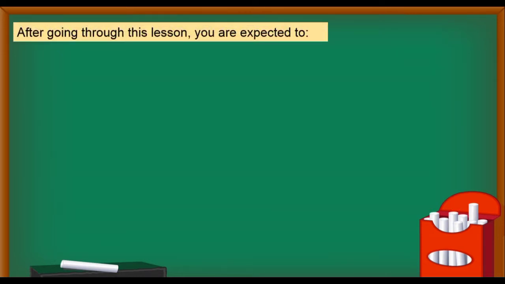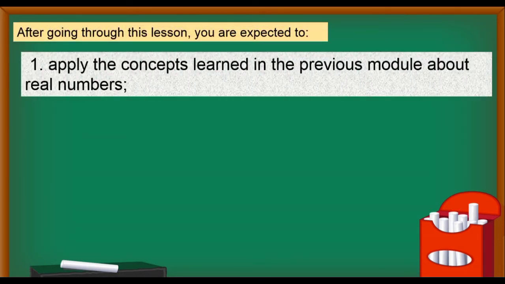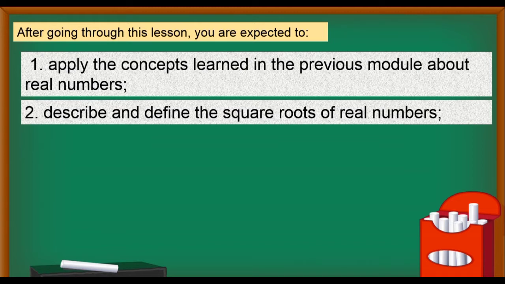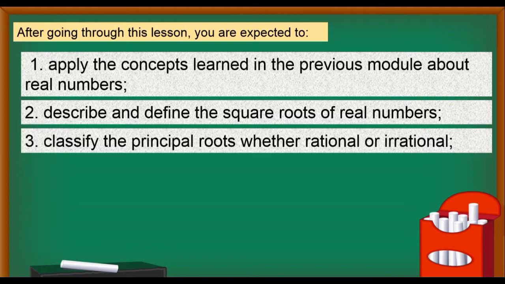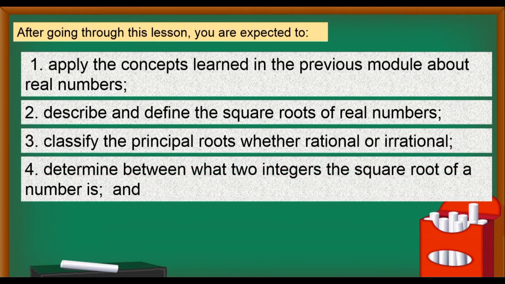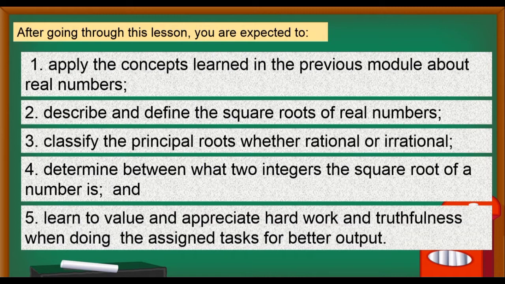After going through this lesson, you are expected to apply the concept learned in the previous module about real numbers, describe and define the square root of real numbers, classify the principal roots whether rational or irrational, determine between what two integers the square root of a number is, and learn to value and appreciate hard work and truthfulness when doing the assigned task for better output.